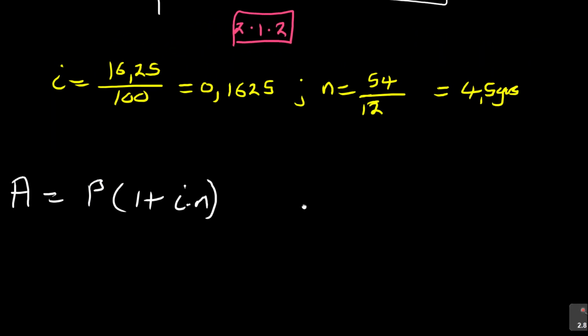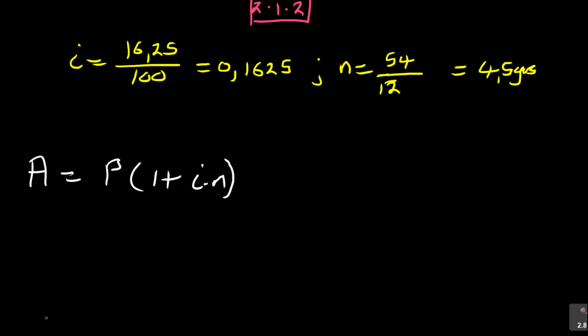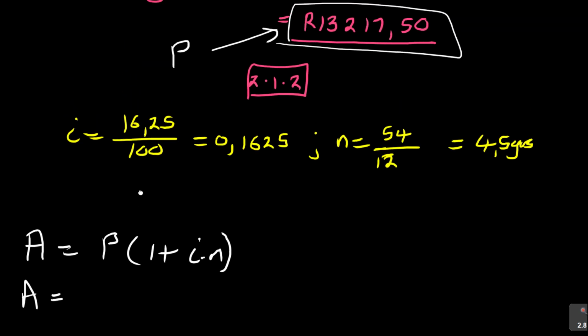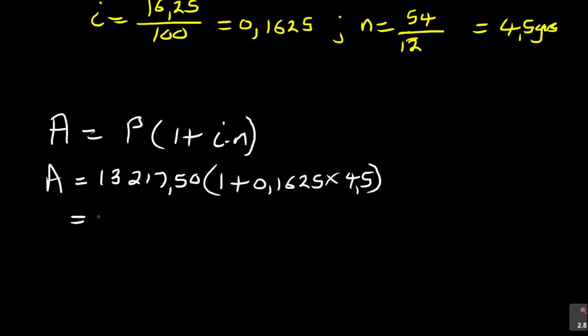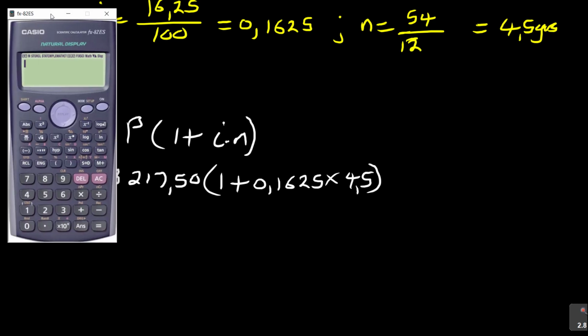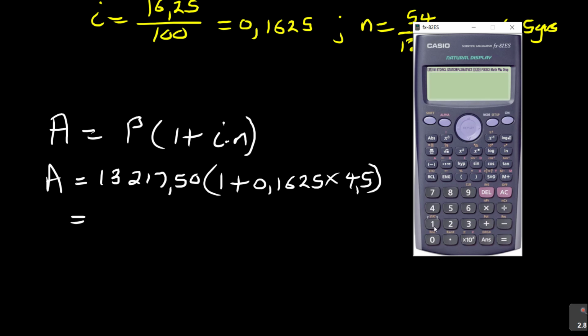Then if you take this information, we put it here. A is equal to P, which we said we know our value there, which is 13,217.50, right? Bracket 1 plus I, which is 0.1625 times the N, which is 4.5. Are you with me? And then that's it. This is the future amount of that loan. So after 54 months or 4.5 years, this is what in total they want you to pay.